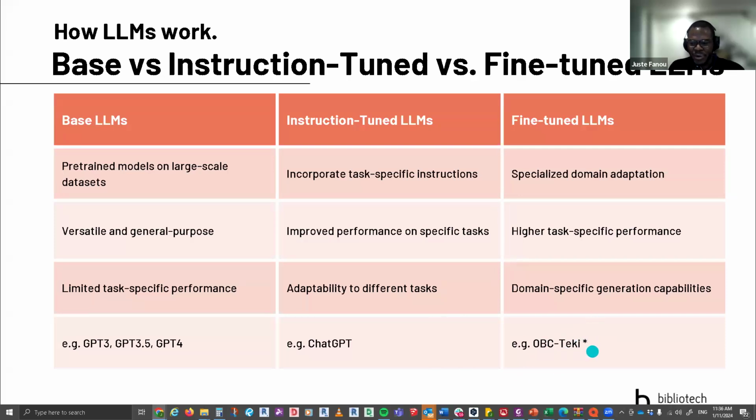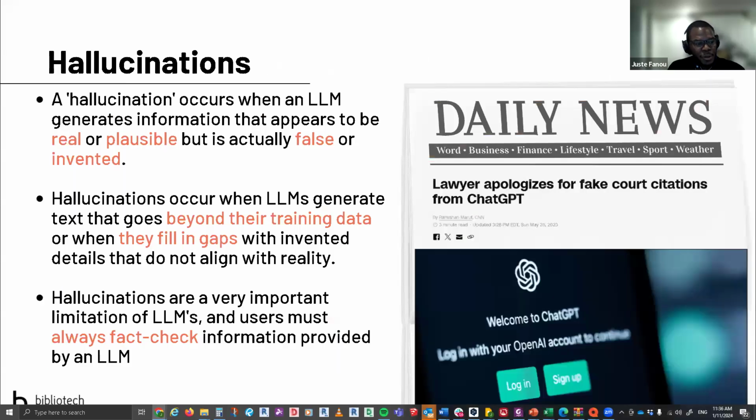I put an asterisk here because anybody who's very technical in this field would probably tell me that we did not technically fine-tune Techie. It uses something else called retrieval augmented generation, which I will touch on in the next topic. But for the purposes of this slide, this is a good enough approximation, if you will.